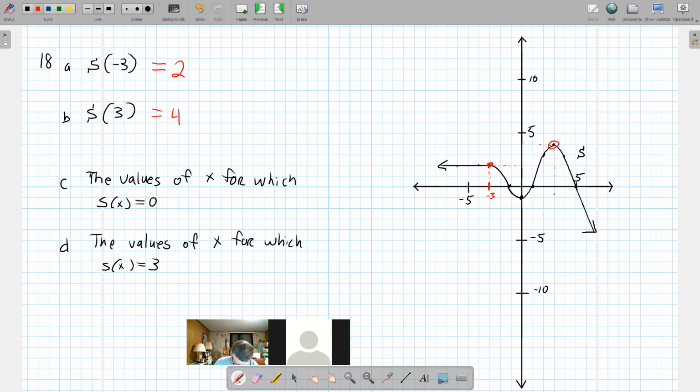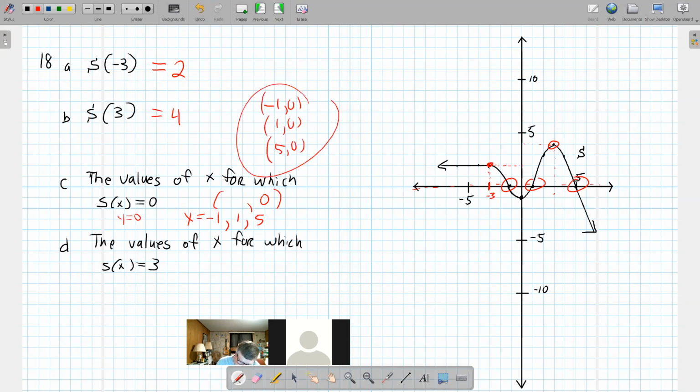So s of x equals 0. That's basically y equals 0. So we're completing the following. Where does y equal 0? Well, that's along the x-axis. So here, here, and here. So there's 3 x values. x equals -1, 1, and 5, which would correspond to (-1, 0), (1, 0), (5, 0). You don't need to write this. I'm just trying to show you their equivalent. So these are the x values. Those inputs produce that output.